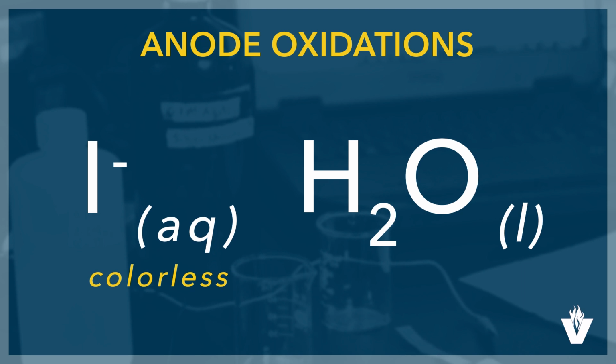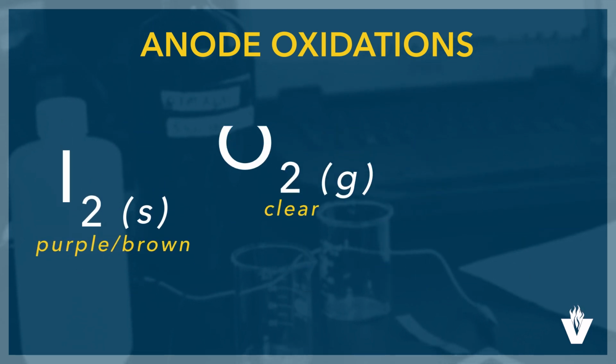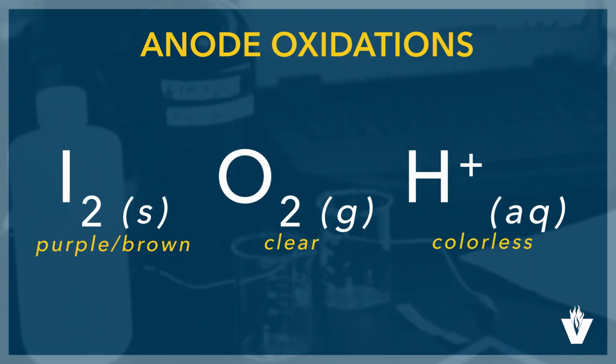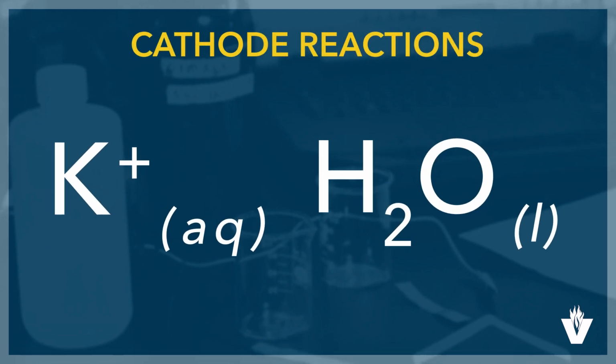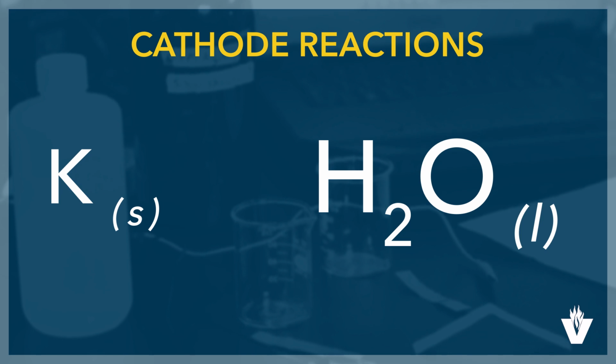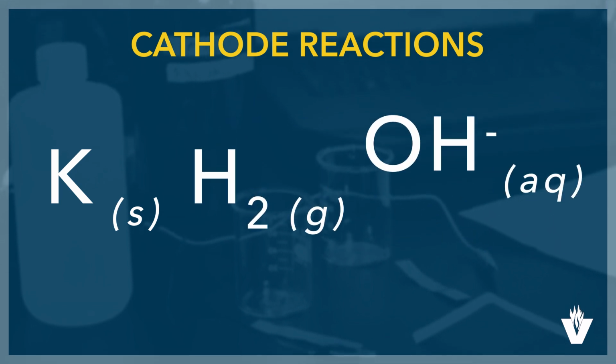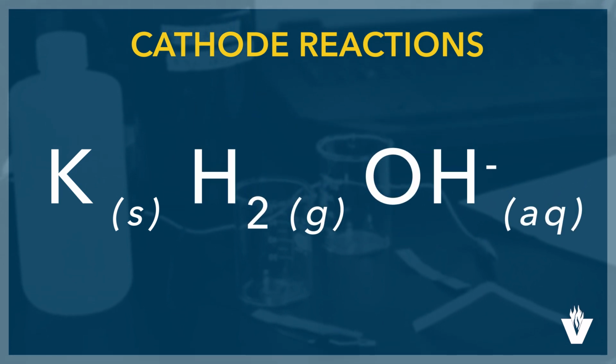There are two possible anode oxidations: iodide ion going to I2, or water going to oxygen gas and hydrogen ions, an acidic solution. There are two possible cathode reactions: potassium ion going to potassium solid, or water forming hydrogen gas and hydroxide ions, a basic solution.